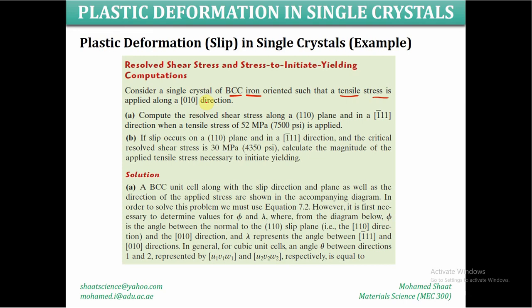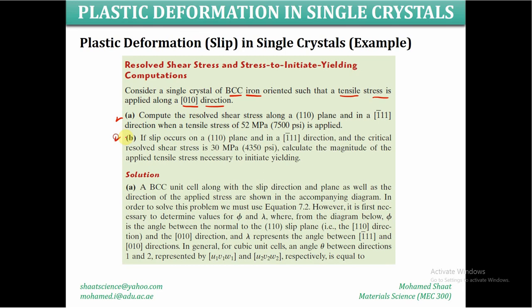So you have a sample, a single crystal. This single crystal is iron. We don't care so much about the material type as much as we care about the crystal structure type. It is a BCC crystal structure, and it is subjected to a tensile stress. It is tension stress that is acting on the 0, 1, 0 direction.